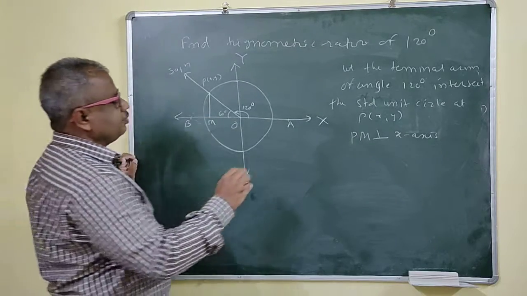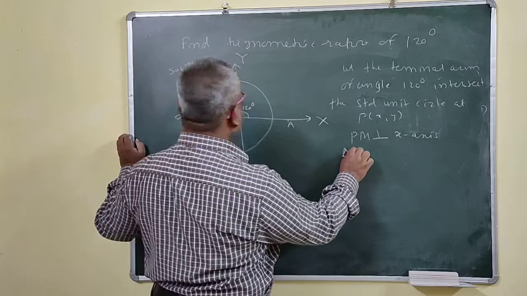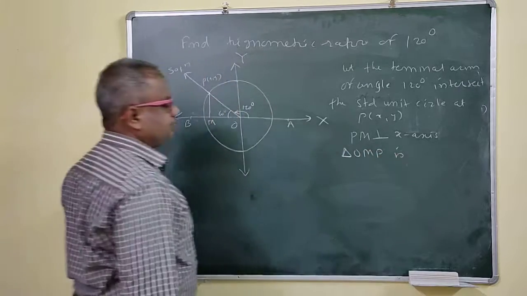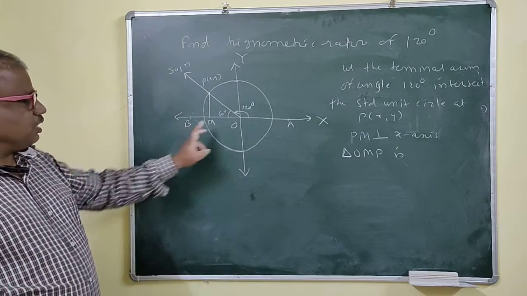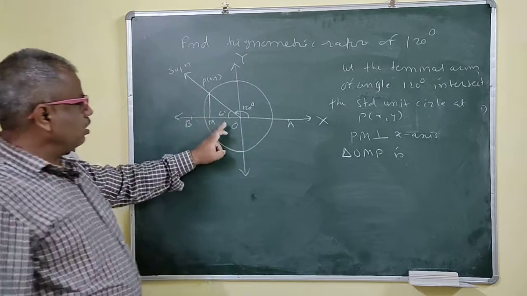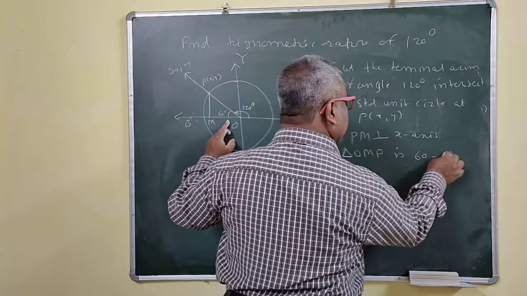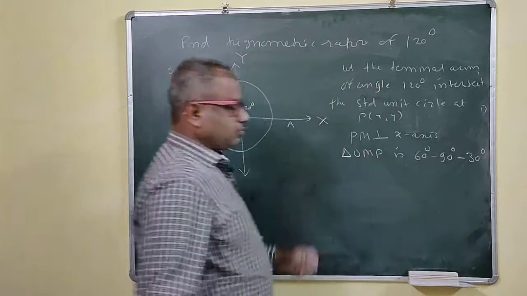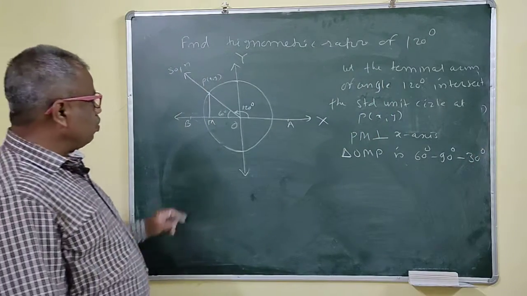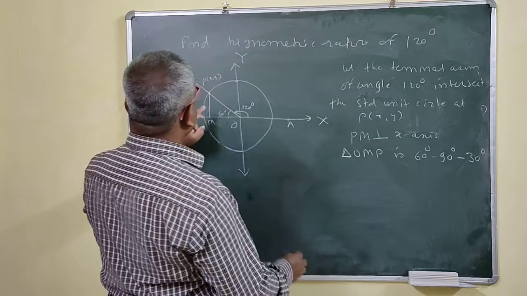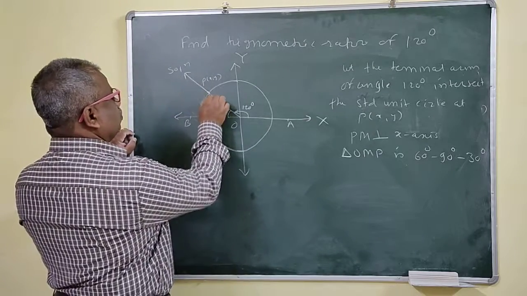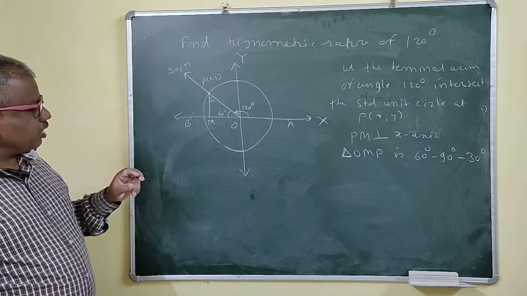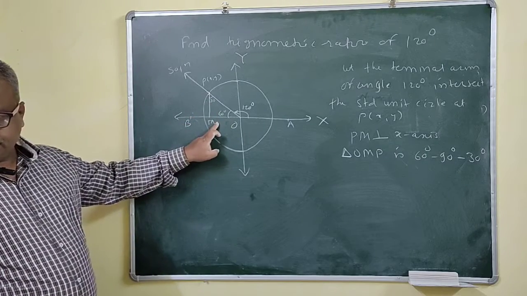Right? Then you may write here directly. Triangle OMP is 60 degree, 90 degree and 30 degree, right? So therefore, opposite side of angle 30, this will be 30 now. Opposite side of angle 30 is OM, right?